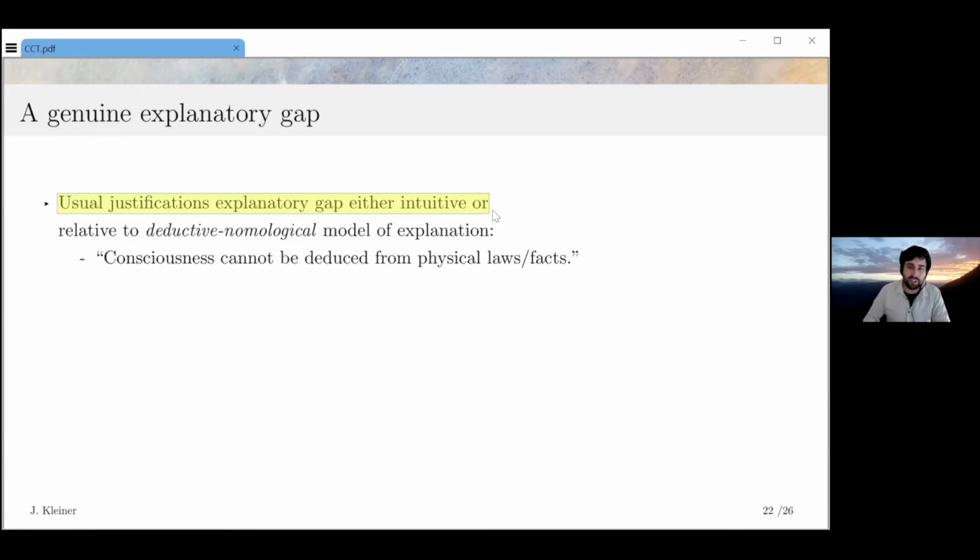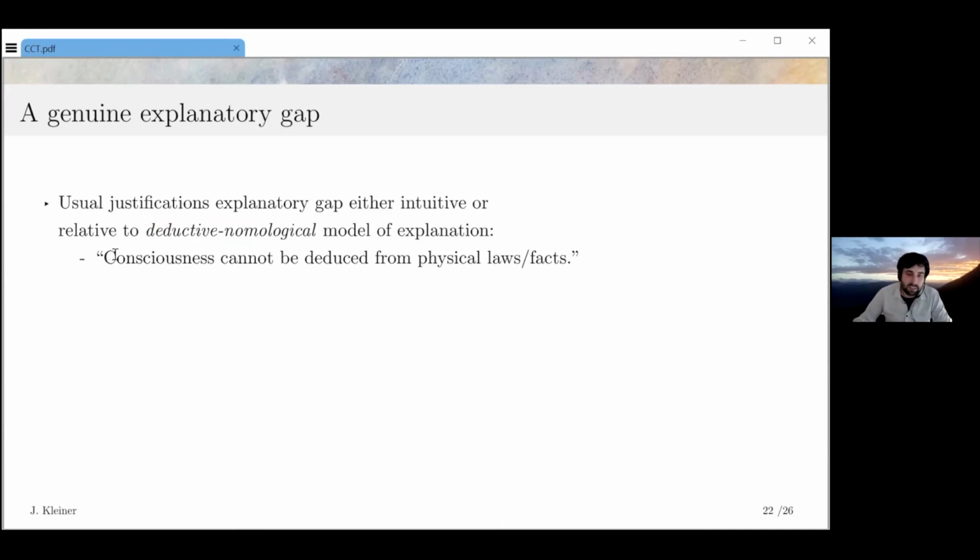I see it a bit differently, but still they're intuitive. Or if they try to somehow actually give an argument which is not an intuition but something valid, they usually refer to the deductive nomological model of explanation in science, where really explanation is logical deduction.